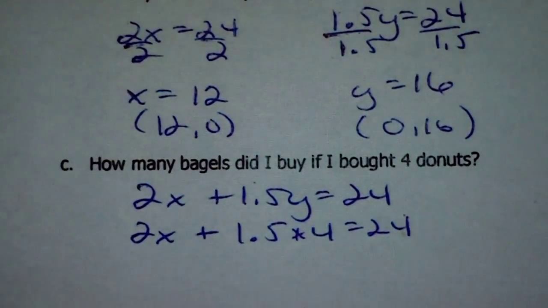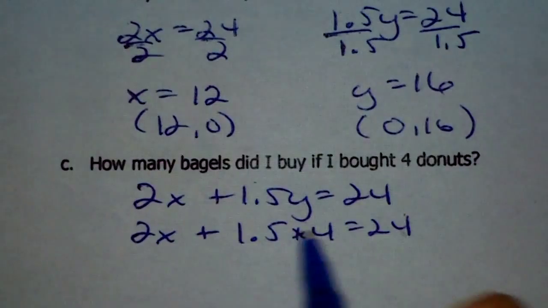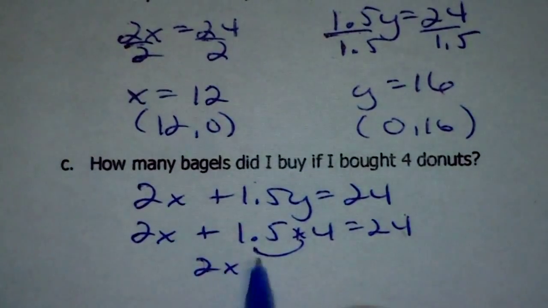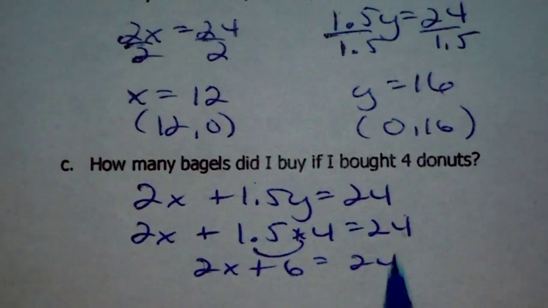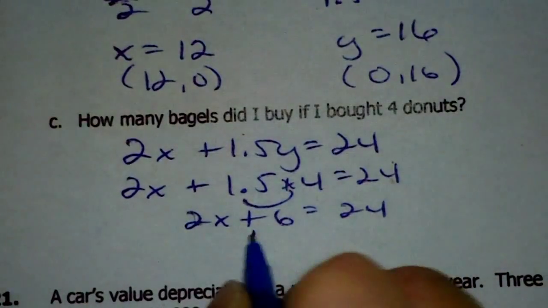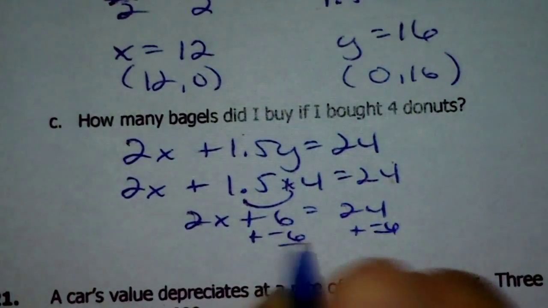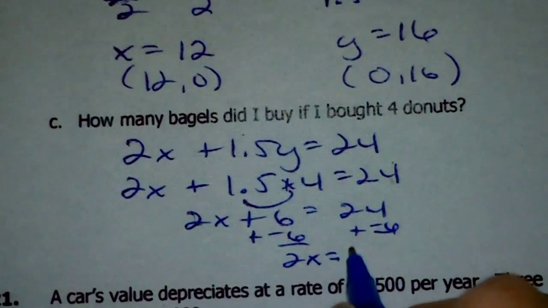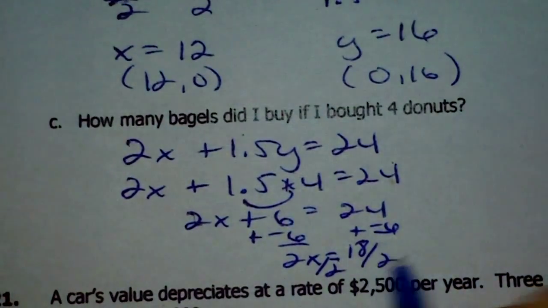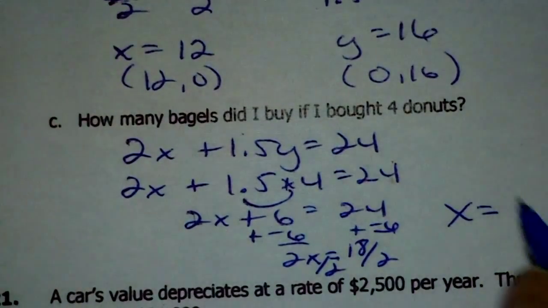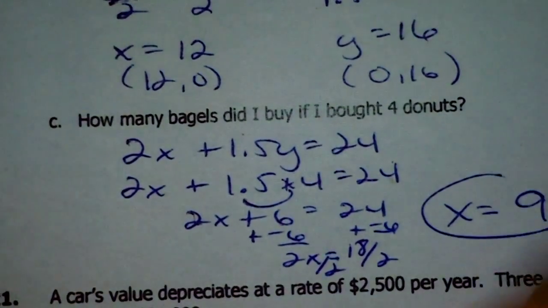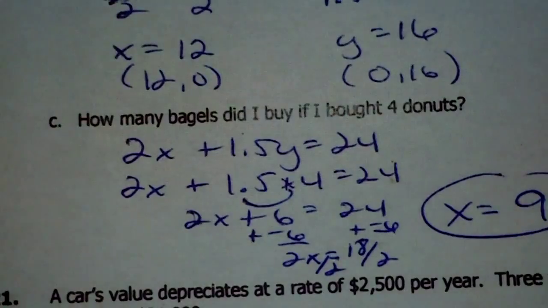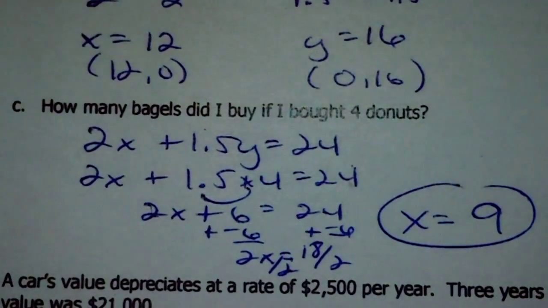So when you do that, 1.5 times 4 is 6. So it's really just a two-step. It's 2x plus 6 equals 24. And you will add your negative 6 or subtract your 6. 2x equals 24 minus 6 is 18. Divide by 2. And you should have x equals 9. So that means if you ended up buying 4 donuts, that with that $24 you were able to buy 9 bagels.